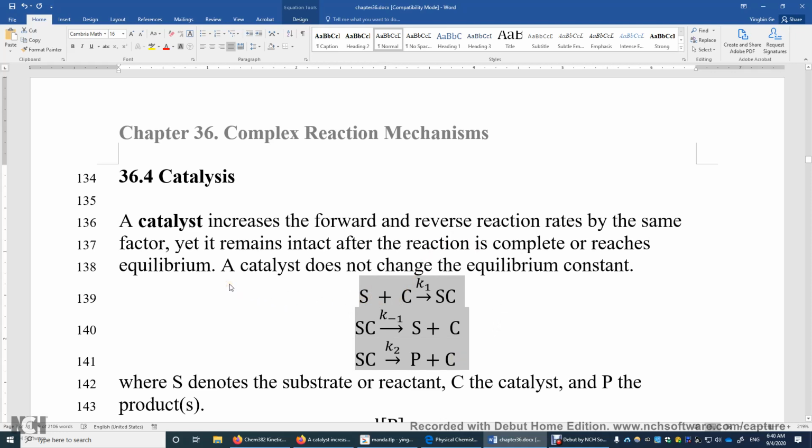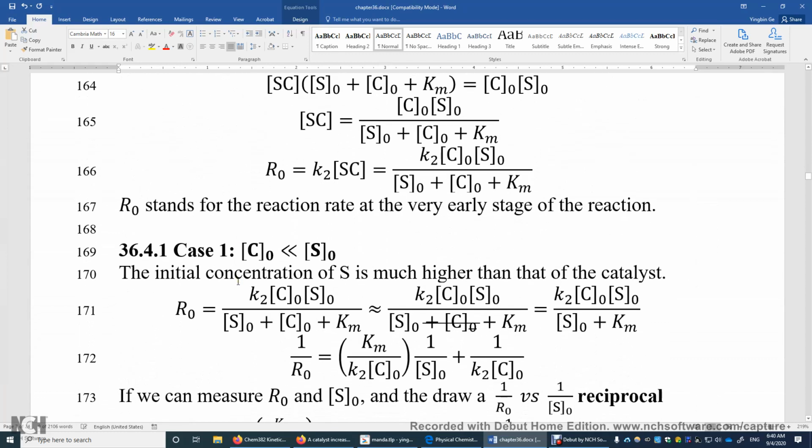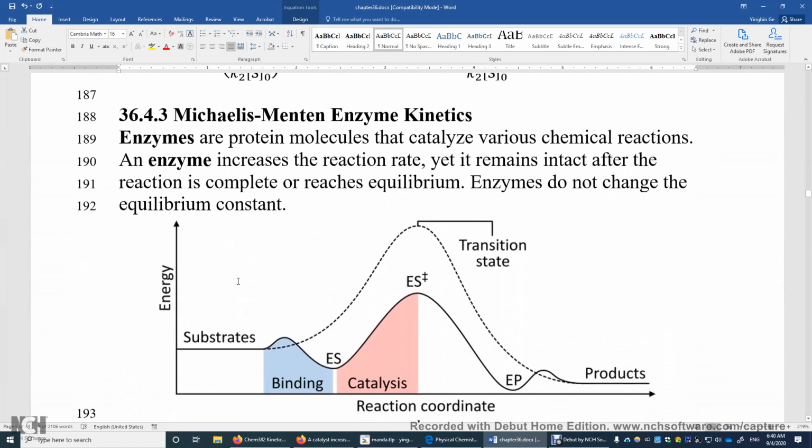So I will talk about the enzyme catalysis because enzyme catalysis behaves exactly the same as any other catalysts. The mechanism is the same. So we'll talk about this.